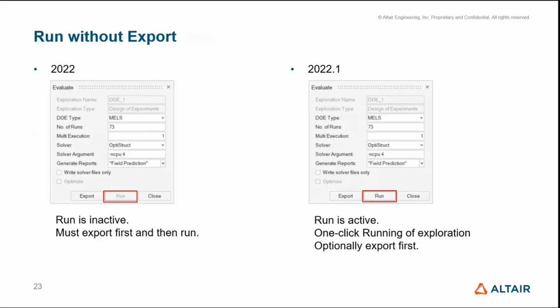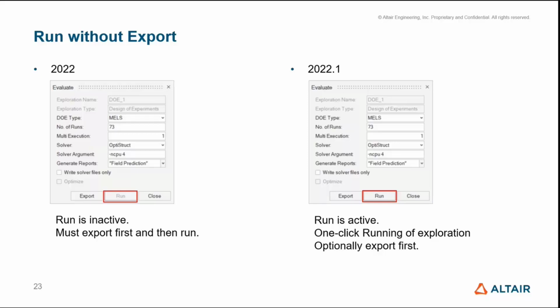So this is a really fairly small enhancement, but I think it's one that we actually got a lot of feedback on from users, both internal and external, regarding this multi-step process. On the left-hand side, in 2022, when you wanted to evaluate an exploration, DOE, or an optimization, it was a multi-step, multi-click process. You would export all the files and all the information in the first step, then run it in the second step, and then do your post-processing.